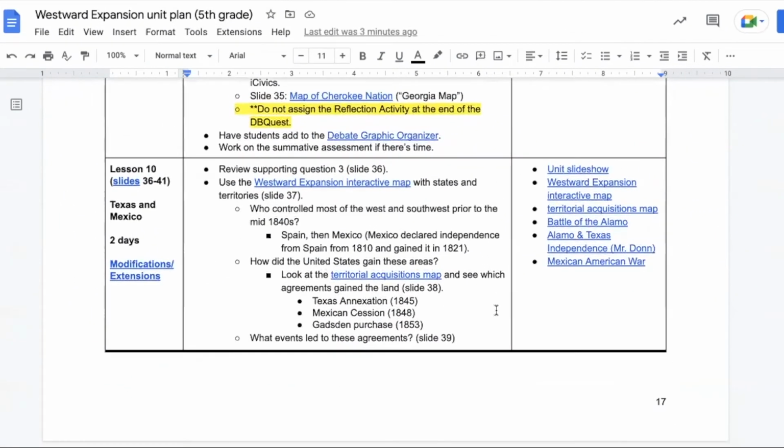Lesson 10, we look at Texas and Mexico, and here we find out about the Texas Revolution and the Mexican-American War. You don't have to go too in-depth in these as the students will learn more about it in 8th grade, but it is important to understand that there was some fighting involved in order to gain these lands.